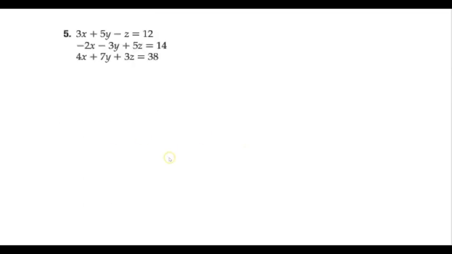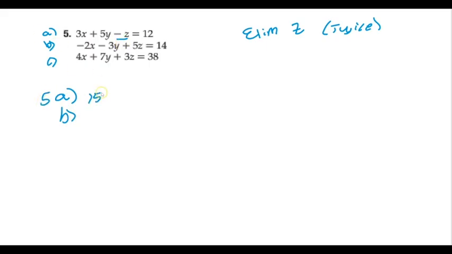Okay, one more problem. This one's a little different. We're going to start the same way. I have to pick a variable to get rid of. I think z, because notice how z is alone right there. So I'm going to eliminate z. Let's do a and b together. If I want these to cancel, I'm going to multiply my top row by 5. 5 times 3 is 15. 5 times 5 is 25.